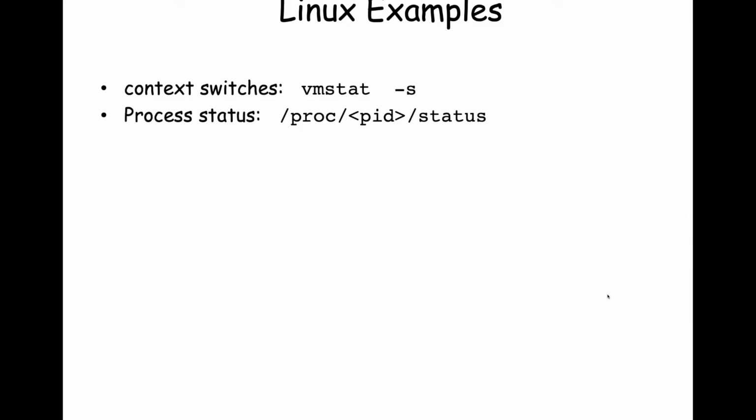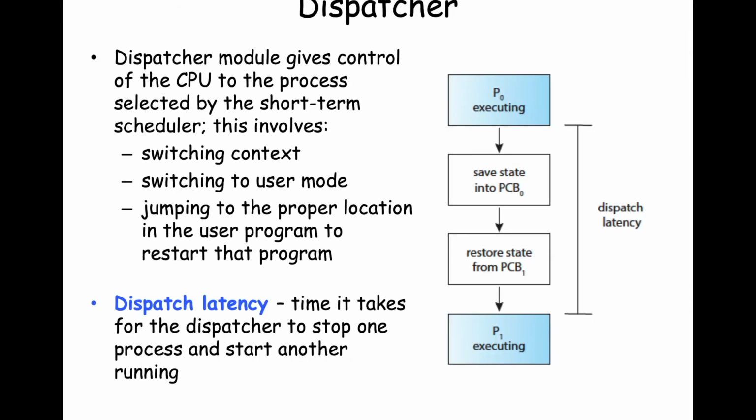So we're back in PowerPoint, and we just demonstrated the number of context switches using vmstat -s, and we also showed the status file for the process ID for the command line interpreter that we're running in Linux. All right, so let's take a look at this dispatcher. How exactly does this context switch happen?